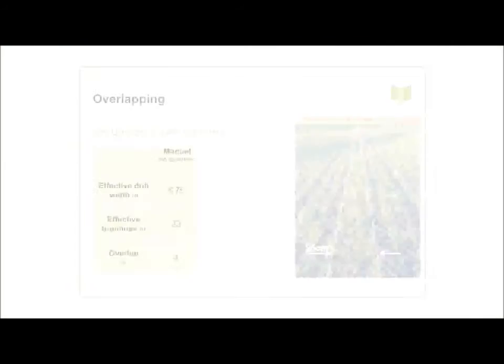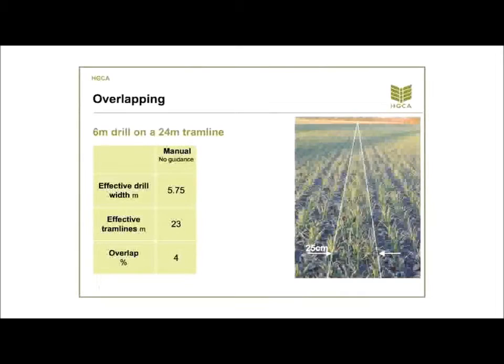I think in this case we've picked a field and a situation where you're doing a pretty good job. So if we have a look at what you're actually doing now, then your effective drill width, if we actually go and measure it in the field as we've done, is 5.75 metres. Remember, you have a 6-metre drill, yeah. But your effective drill width is actually 5.75. So you're losing a little bit of your drill width because of the overlap. And that's making your tram lines about, give or take a few centimetres, 23 metres.